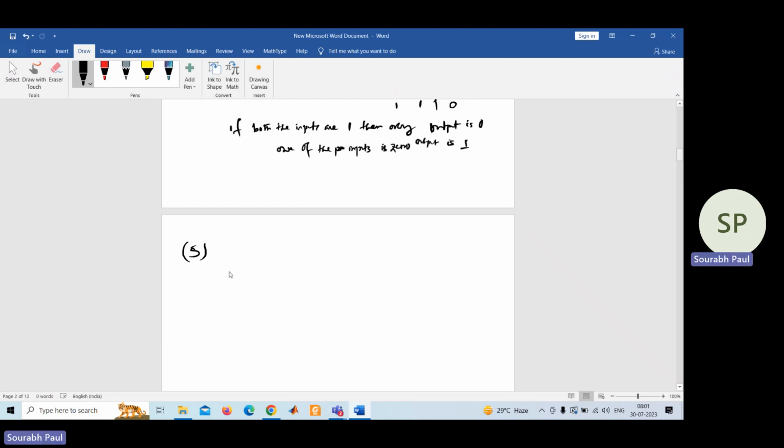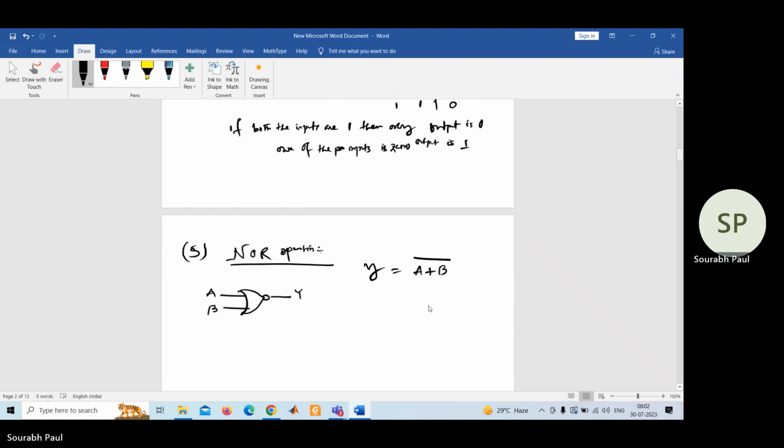Then, a NOR operation. In order to understand NOR operation, you have to understand OR operation, and that I already explained. So this is the NOR gate. You have the OR gate, you need to give one bubble in front of that one. It will be a NOR gate. Now, what is the expression of NOR gate? You write down the expression of OR and make a NOT operation. Okay, so this is NOR operation.